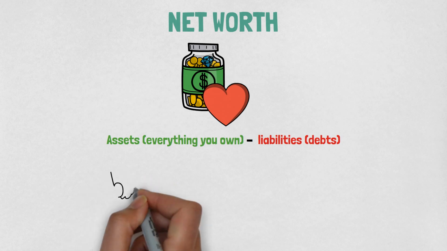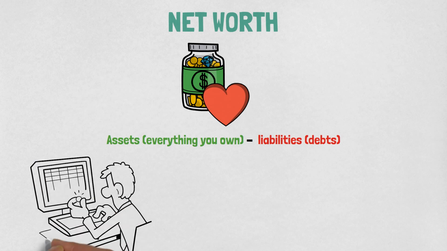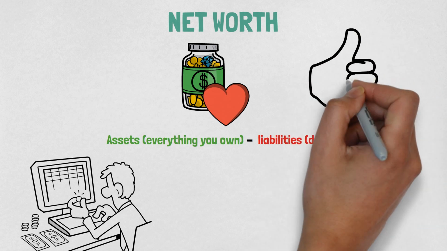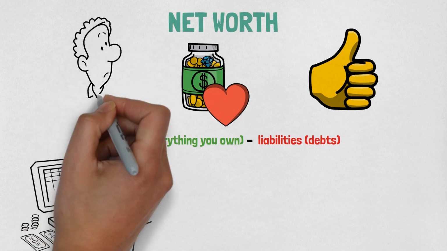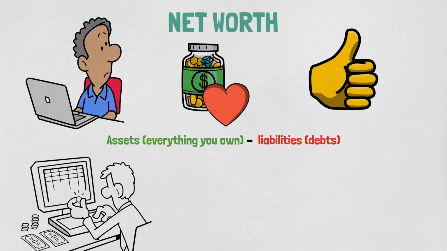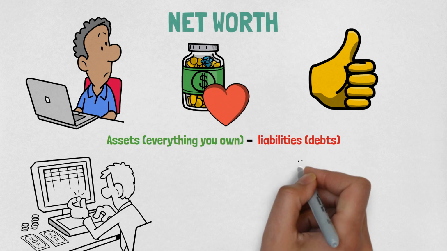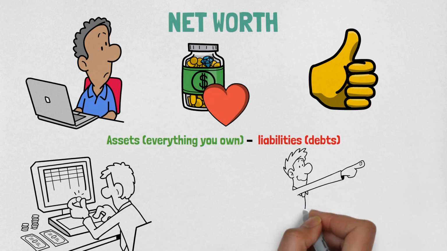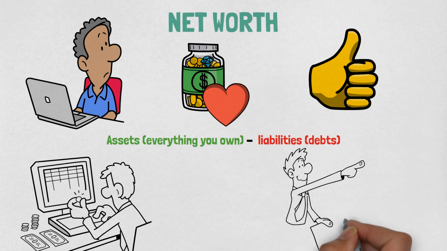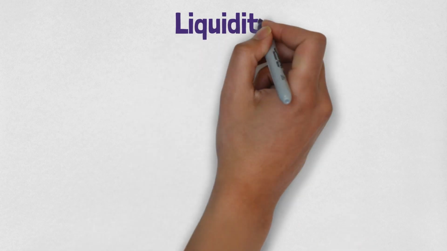Tracking your net worth from an early age can help you monitor your financial progress over time, making it easier to see the long-term impact of your financial decisions. A positive net worth indicates that you're in a good financial position, while a negative net worth may signal that you have some work to do to improve your financial health. By regularly monitoring your net worth, you can make more informed decisions about your finances and stay motivated to work towards your financial goals. Next on the list is liquidity.